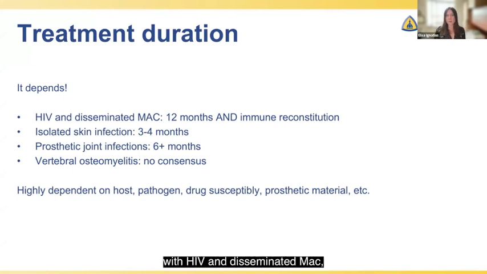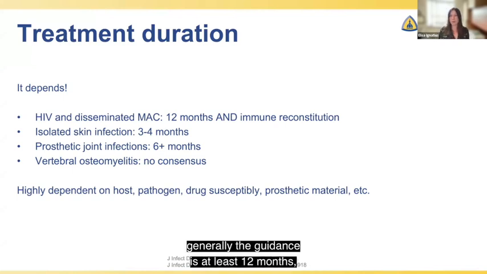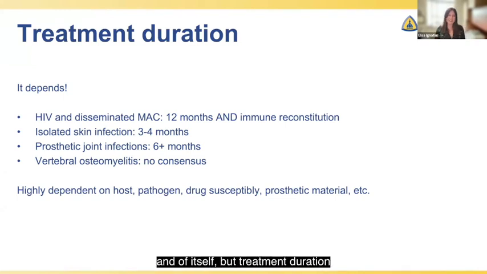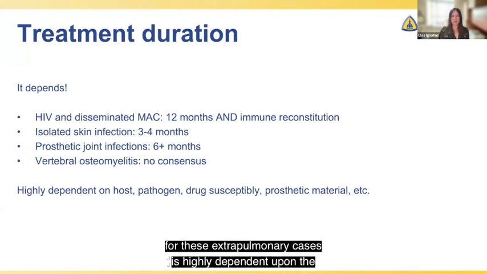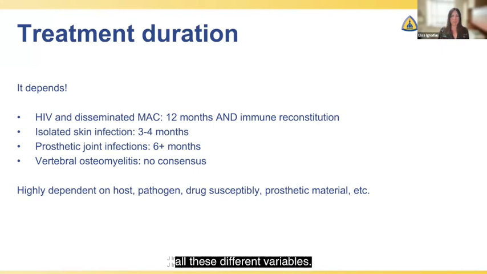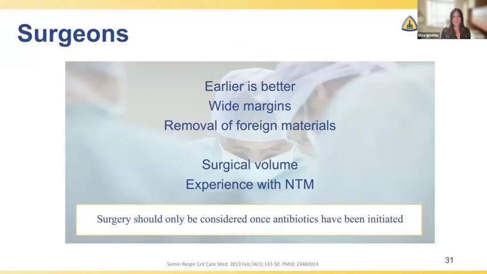For people with HIV and disseminated MAC, generally the guidance is at least 12 months, but immune reconstitution also needs to happen during that period of time in order for treatment to be stopped. So again, this could be a whole talk in and of itself, but treatment duration for these extrapulmonary cases is highly dependent upon the host, the pathogen, the drug susceptibility pattern, whether or not there's prosthetic material present, how the patient tolerates the drugs, all these different variables.